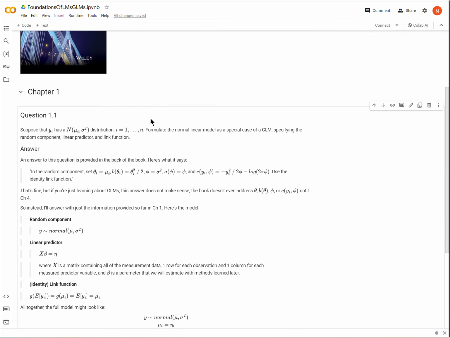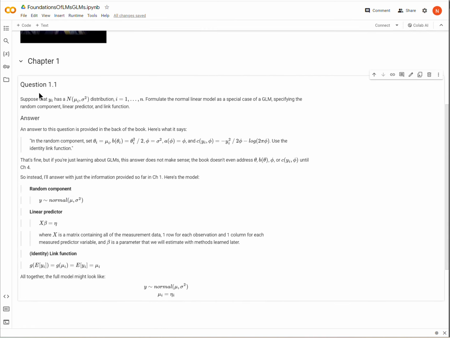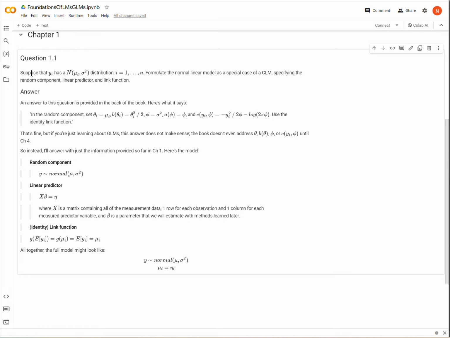So we are just in chapter 1, question 1.1. I will generally assume that you have been reading the book along with me. So here we go. Question 1.1 says, suppose that y_i, our outcome variable that we've measured, where i denotes one particular observation of that variable, has a distribution that is normally distributed with mean mu_i. So in other words, what do we expect this particular observation to be? That's why it's mu_i, and sigma squared for the variance.